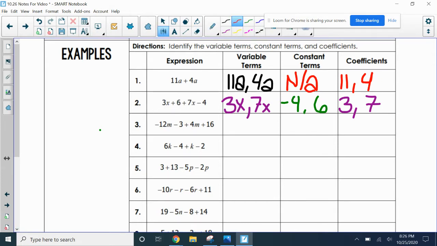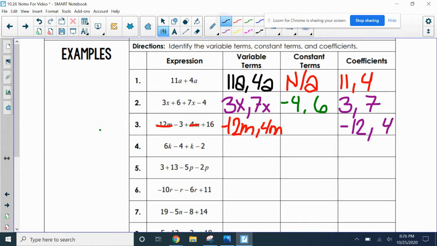So I see that I have -12M. And I see that I have 4M. And those are my only two that have a variable in them. And then our coefficients, again, are those numbers attached to our variables. So that -12 attached to our M is a coefficient. And that +4 attached to our M is a coefficient.